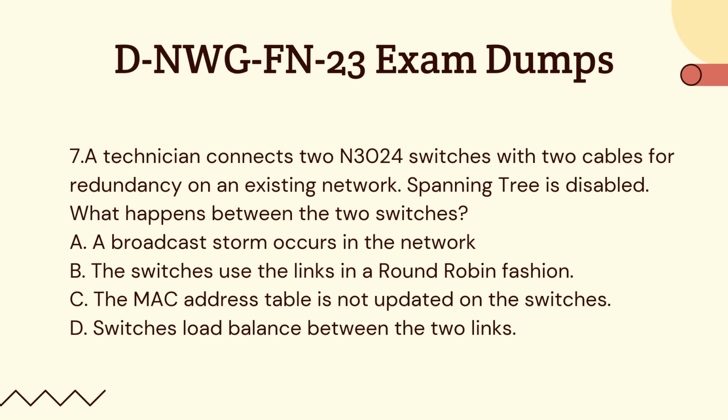7. A technician connects two N3024 switches with two cables for redundancy on an existing network. Spanning tree is disabled. What happens between the two switches? A. A broadcast storm occurs in the network. B. The switches use the links in a round-robin fashion. C. The MAC address table is not updated on the switches. D. Switches load balance between the two links.